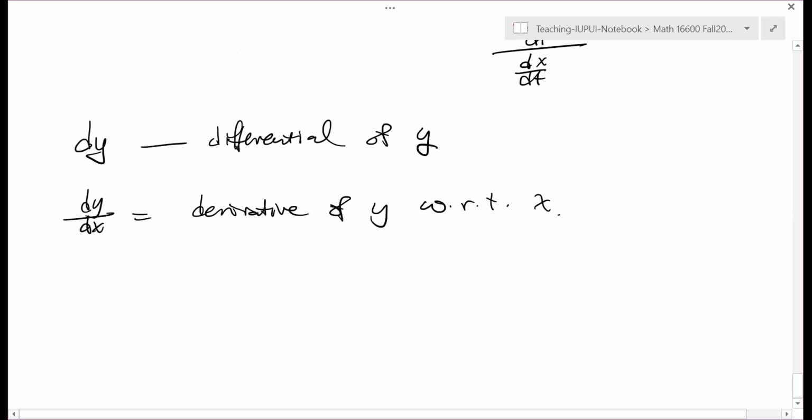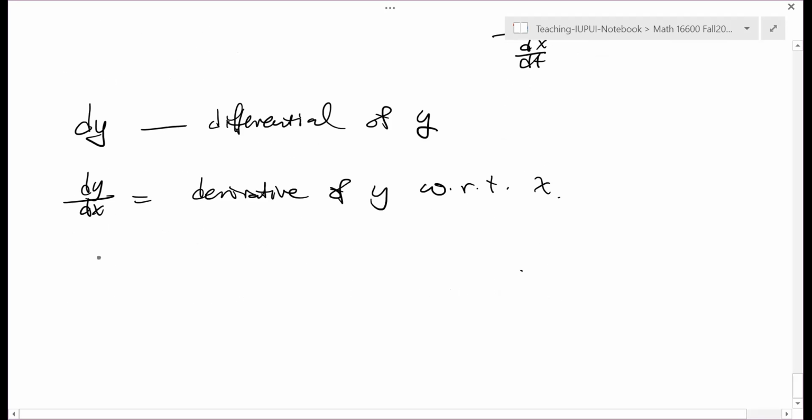Product rule for the differential also. If you have two quantities, u and v, that depend on time t or on x, then the differential of u times v is du times v plus u times dv. Okay, that's the product rule.